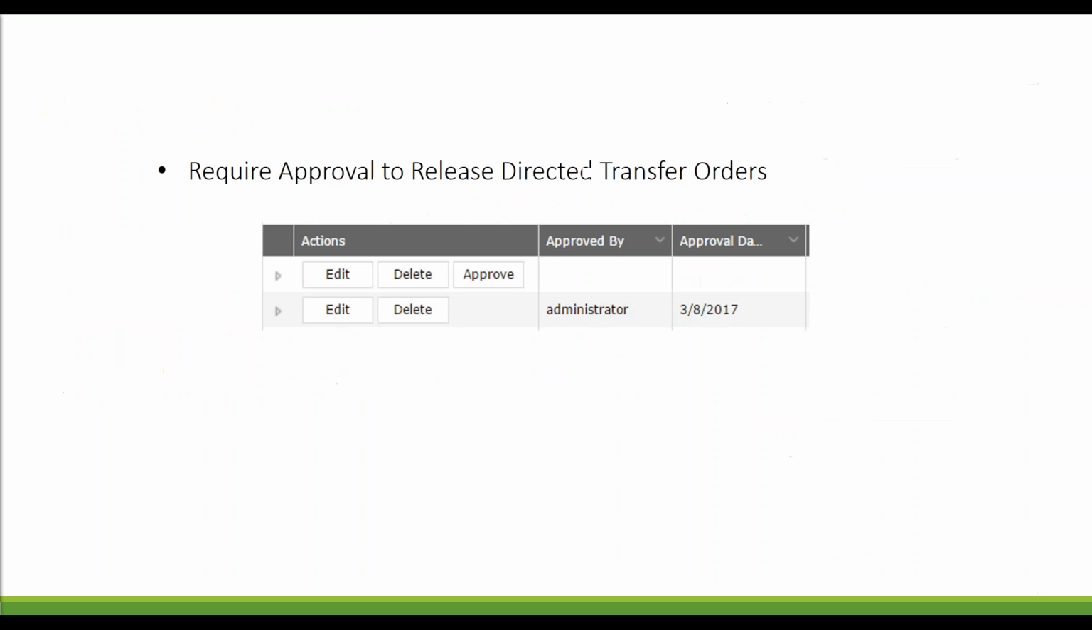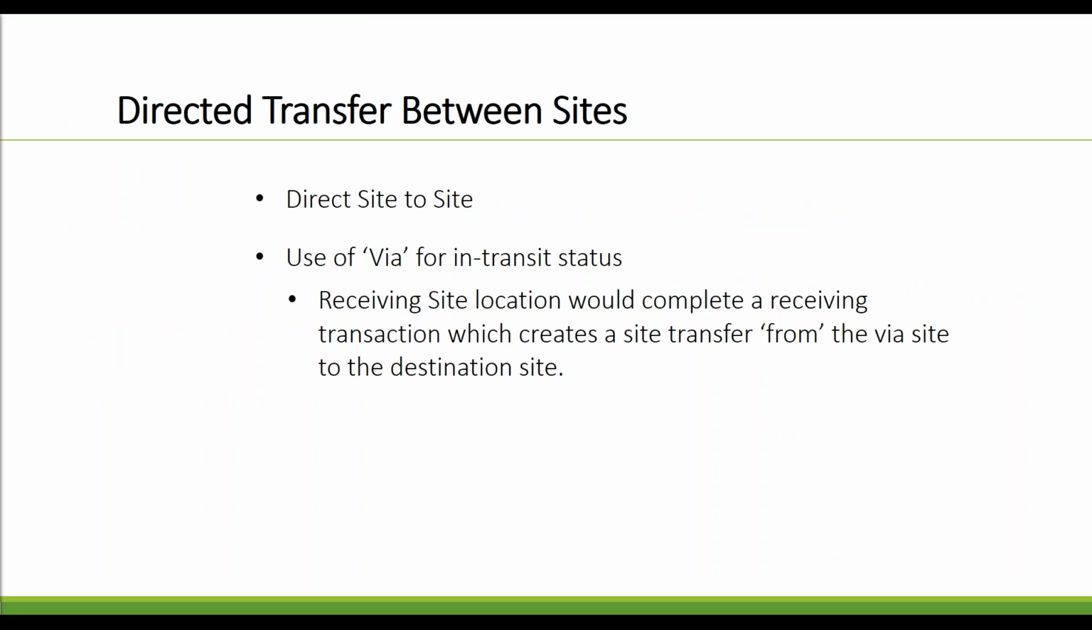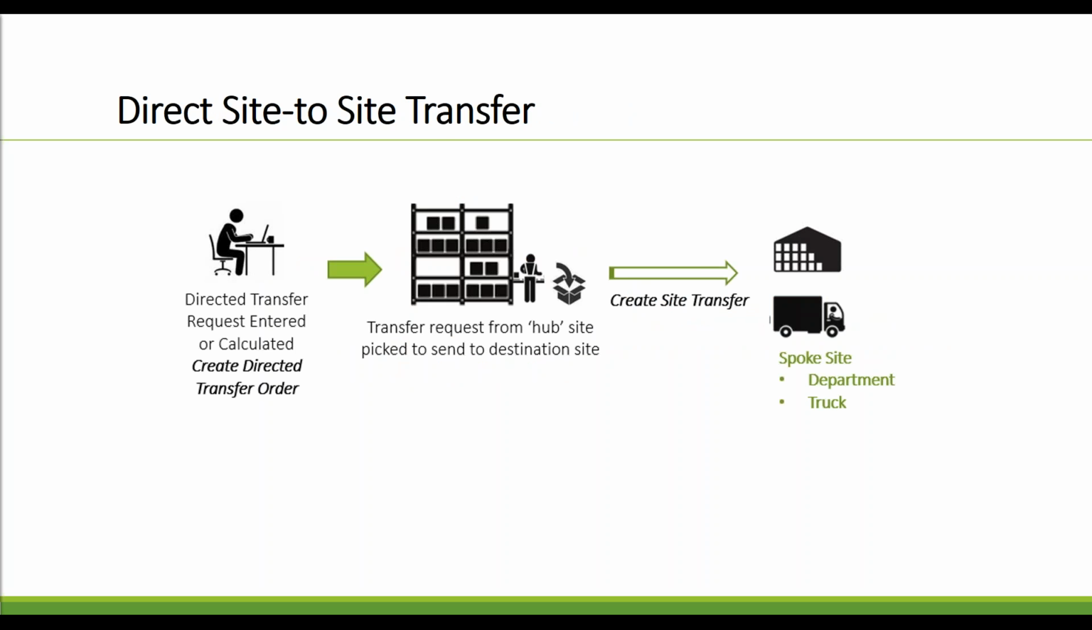So we have an entry form that somebody can go ahead and enter in their order, and then we also have the ability to add an approval level to those orders as well. So as I mentioned, it could be between two sites. We also support a via site, or an in-transit site, which means you can have a two-step process where you're picking the transfer to go to one site. It goes into a temporary or in-transit type of site while it's on its way. And when it gets to the destination location, they will do a second transfer to take it out of the via or in-transit site into their own site location.